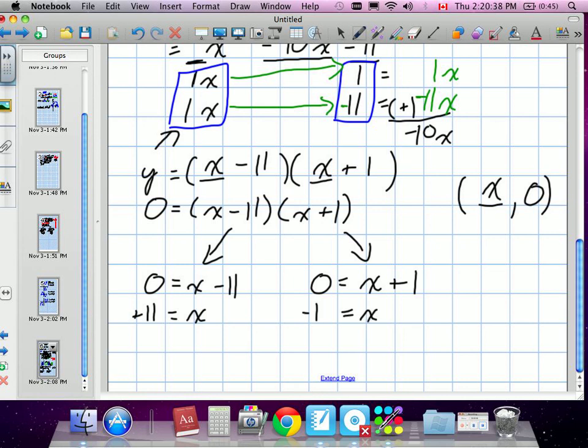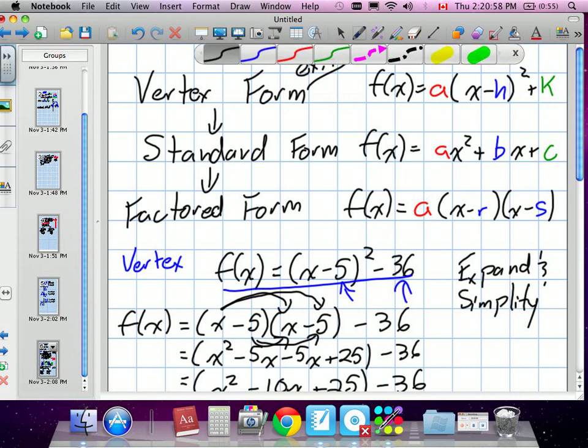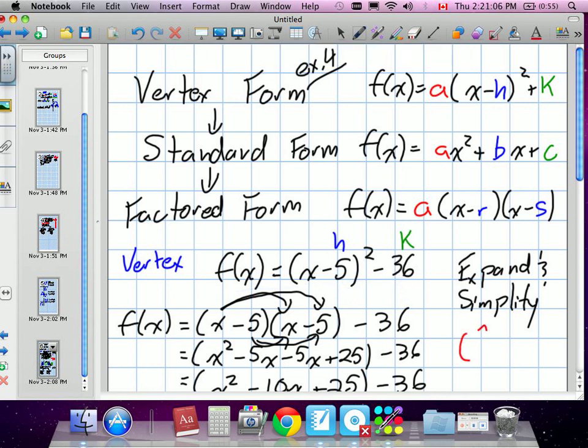Now, I know you guys know how to find the axis of symmetry and vertex using these, but because we came from vertex form, we already know what the vertex is going to be by looking at our h and our k. We know that our vertex, the x value will be opposite of the h, so positive 5, and whatever the k is, negative 36. So we already have our vertex, and we have our x-intercepts.